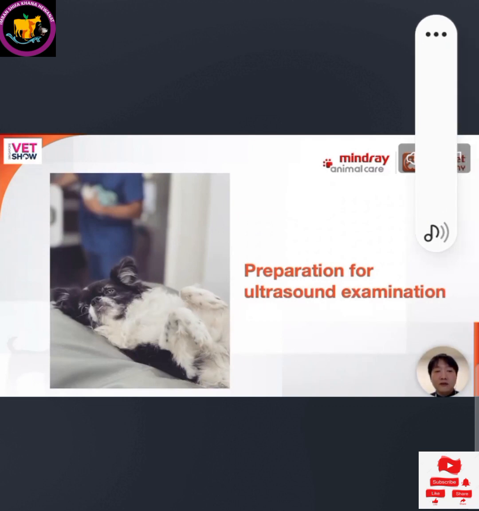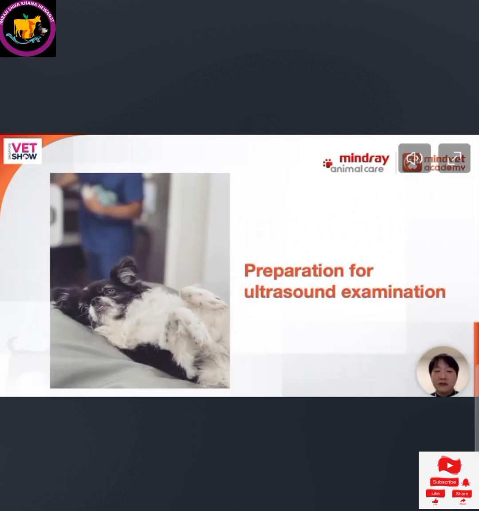Preparation for ultrasound examination is the first important step for performing an abdominal ultrasound. It can help you create an optimized image to increase the accuracy of the diagnosis.